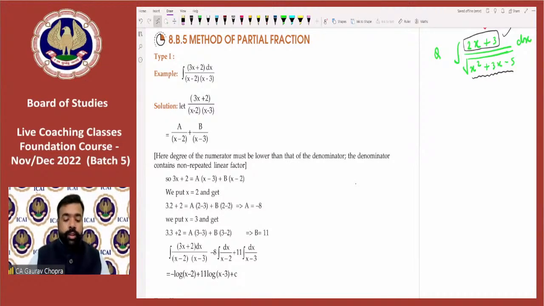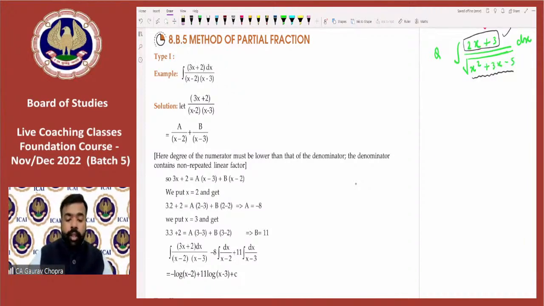All right. So we are having 3x plus 2 divided by x minus 2 and then x minus 3. Whenever the numerator has a maximum power of 1, whereas in the denominator, if we multiply, the power of x will become 2, that means whenever the numerator has less power, we cannot divide them. So it is not possible to divide them. Then we can apply the partial fraction method.